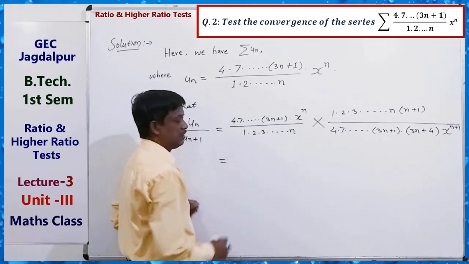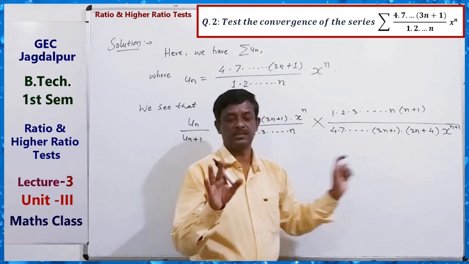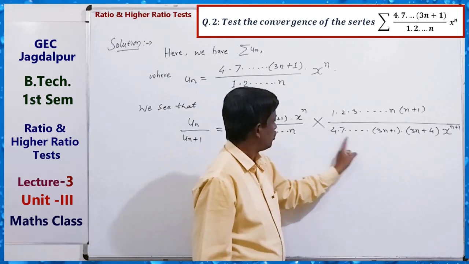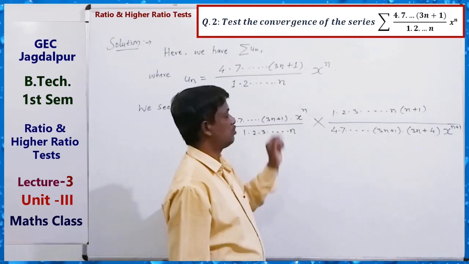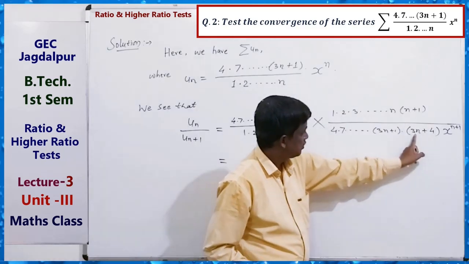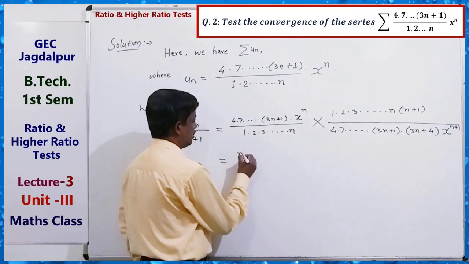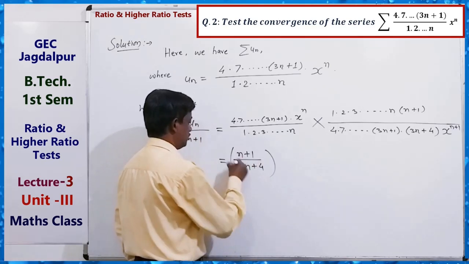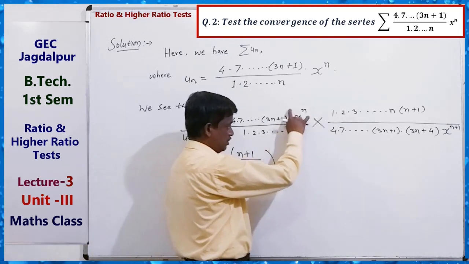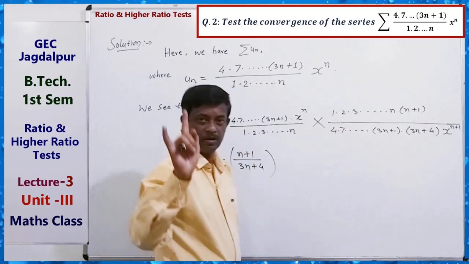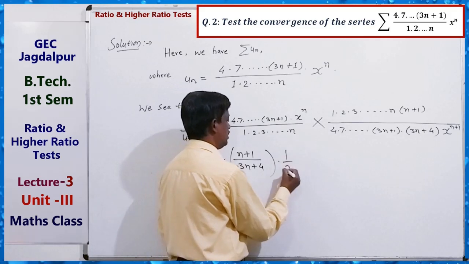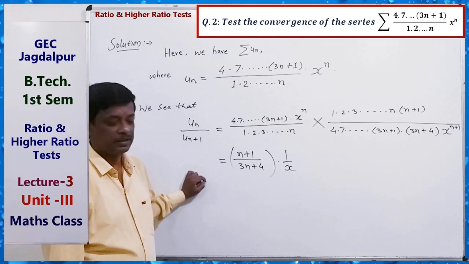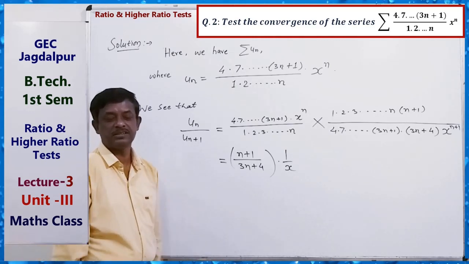Okay, so what do we get? 1 to n cancels out, leaving n plus 1. Here 4 to 3n plus 1 cancels out, leaving 3n plus 4. So we get n plus 1 upon 3n plus 4. x to the power n cancels, and 1 by x will be there. Clear? So its limit we can find, very simple.